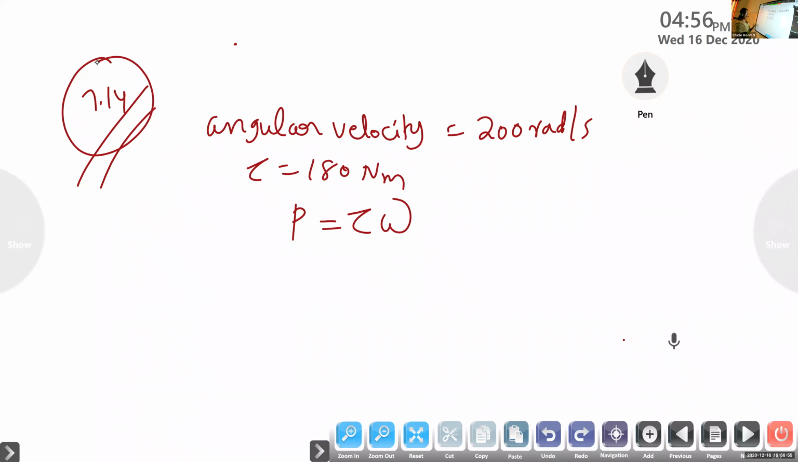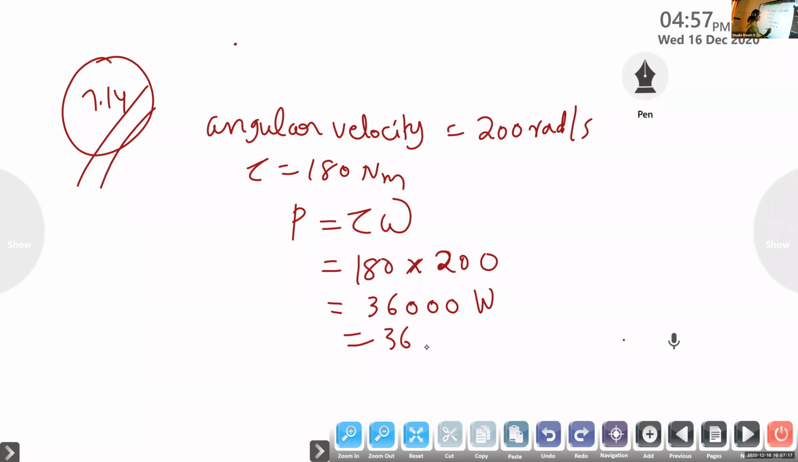Direct question, no? Angular velocity is given to you. What you have to find out? Power. So direct question. This is an actual objective type question because you don't have to think. Only you have to learn the questions. 18 times 2 is 36. So you will get this much. Okay. Power unit is watt, or you can write it as 36 kilowatt, because 1 kilowatt is equal to 1000 watt.